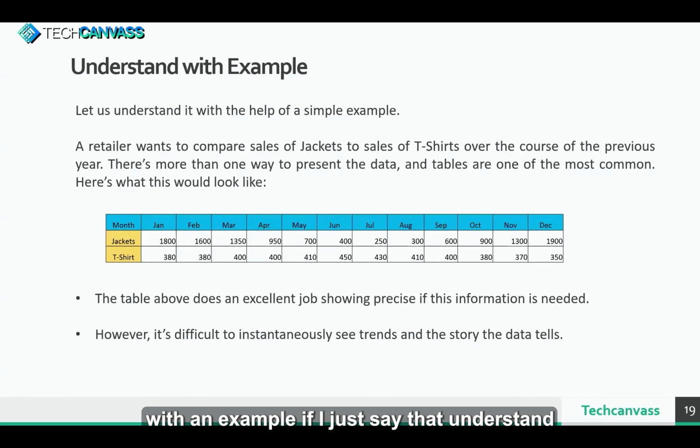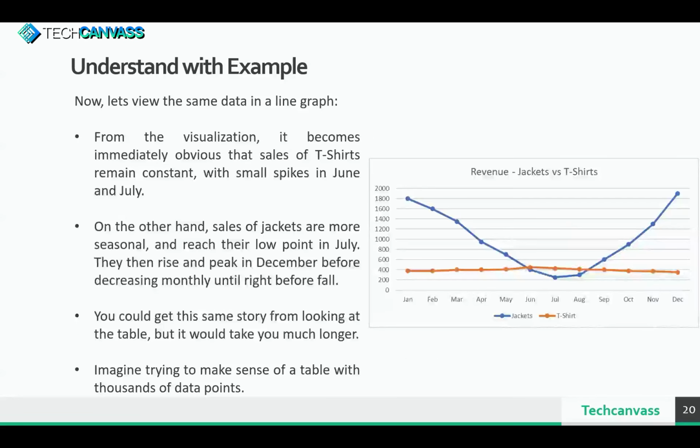With an example, if I just say that, so we have this one year of data from a retailer, where this data is about two products, jacket and t-shirt. So by just looking at this two-liner, 12 months of data, it's very difficult to understand and make out a story out of it, right? But the moment you plot it in a graph like this, you can easily understand that the sales of jacket is pretty seasonal and t-shirt is pretty constant. Okay. So that way you can easily understand, you need not explain anything.